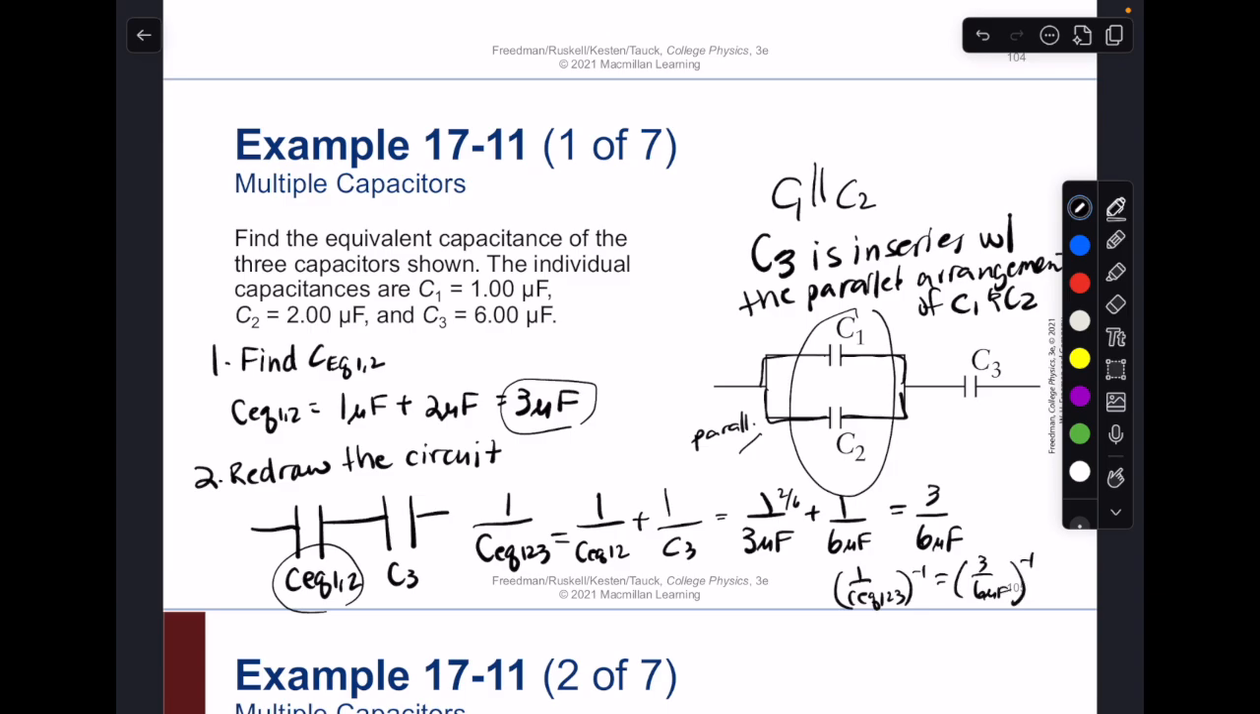And I'm going to get C equivalent 1, 2, 3 equals 6 over 3 microfarads, which reduces to 2 microfarads. Okay? So it's kind of like a puzzle. I actually love these. It takes some getting used to. As long as you have your rules straight, everything is very logical, right? If you have this arrangement, you follow this rule. If you have that arrangement, you follow that rule.